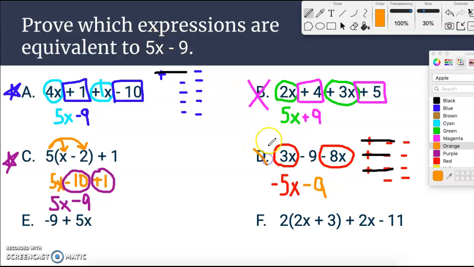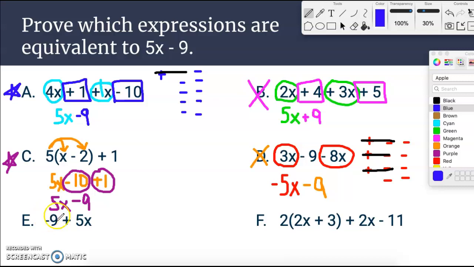So those are not equivalent. On to E, negative 9 plus 5x. Okay, so there's no distributive property and there's no combining like terms. So we can't really do anything to this one, so we just have to check all of those details.